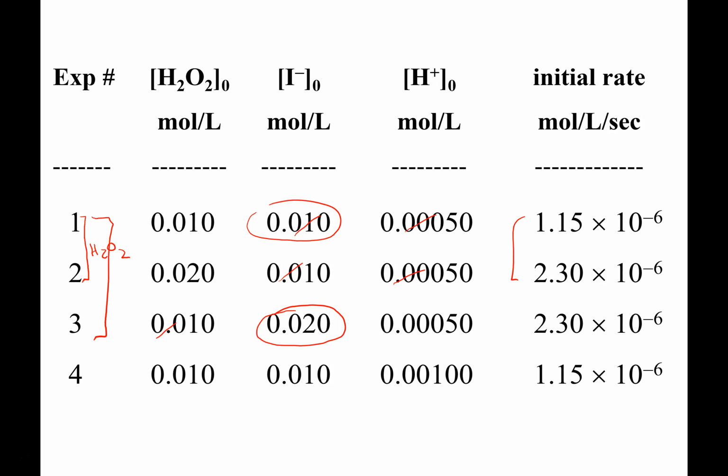Let's see, why did we run the last trial? Well, must have been a reason. To me, if I compare the first and the fourth, it looks like the only thing that's changing is the H plus. So the first and the fourth, I'm thinking that that's going to give us the H plus. So I'm doubling the H plus, and notice if I look at the rate, there's no effect. Zero order? Yeah.